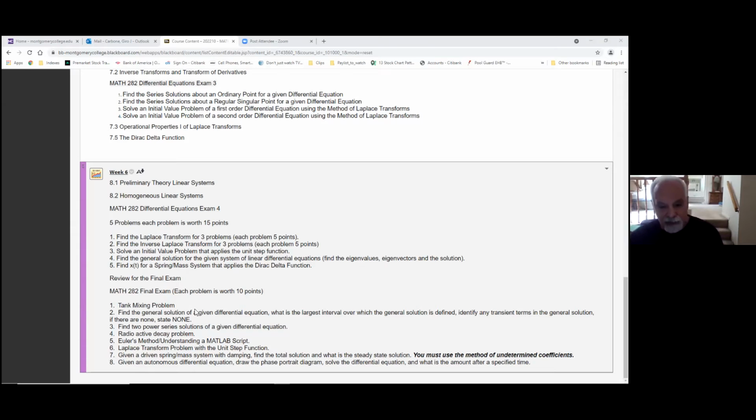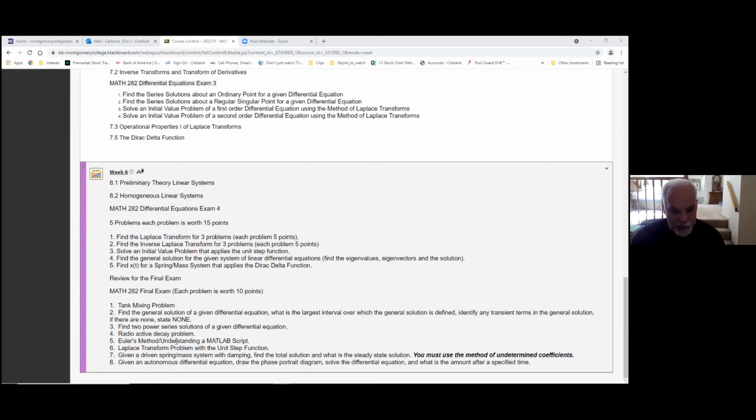separation of variables, okay? And then you have to find the general solution to a differential equation and define what the interval is, identify any transient terms, and you're going to have to figure out whether it's a separable equation or not. Okay, so that's number 2. Number 3 is to find the power series solution of a given differential equation. Okay, number 4 is radioactive decay, a problem just like I did yesterday.